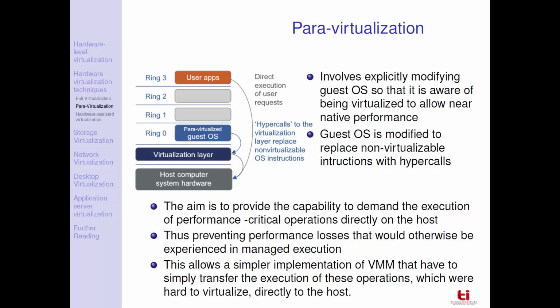So to sum up, in para-virtualization, the guest OS is modified to enable communication with the hypervisor to improve performance and efficiency. The guest OS is modified to replace non-virtualizable instructions with hypercalls that communicate directly with the virtualization layer, the hypervisor.